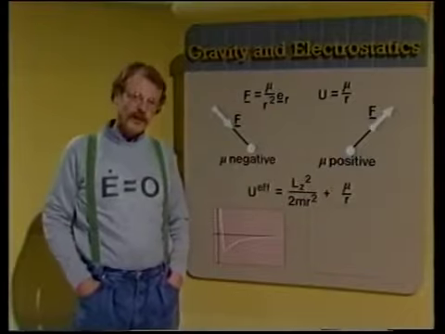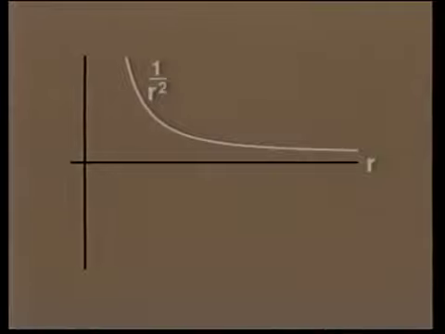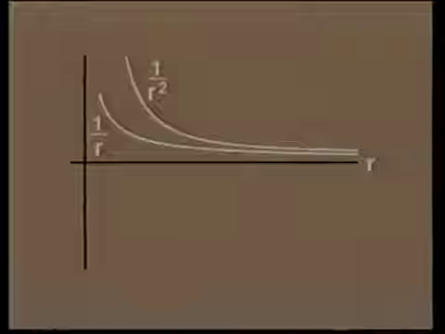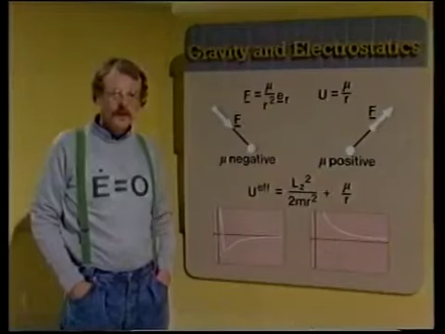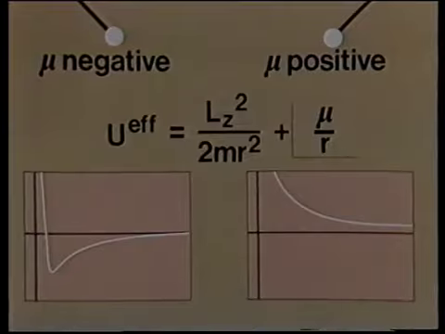But what happens in the electrostatic case? Well, let's see what U effective looks like in that case. As before, the first term is a 1 over r squared graph. But this time, the other term is positive 1 over r. Both graphs are positive for all values of r. And the resulting graph of U effective looks like this. This time, there's no possibility of bounded motion, and that's what you might have been expecting from a repulsive force. So, the difference in sign between the two forces leads to very different graphs of U effective.